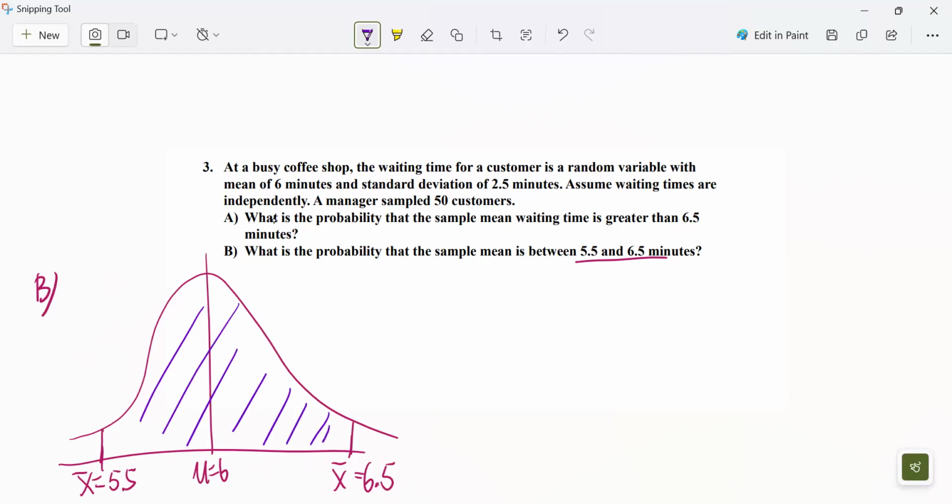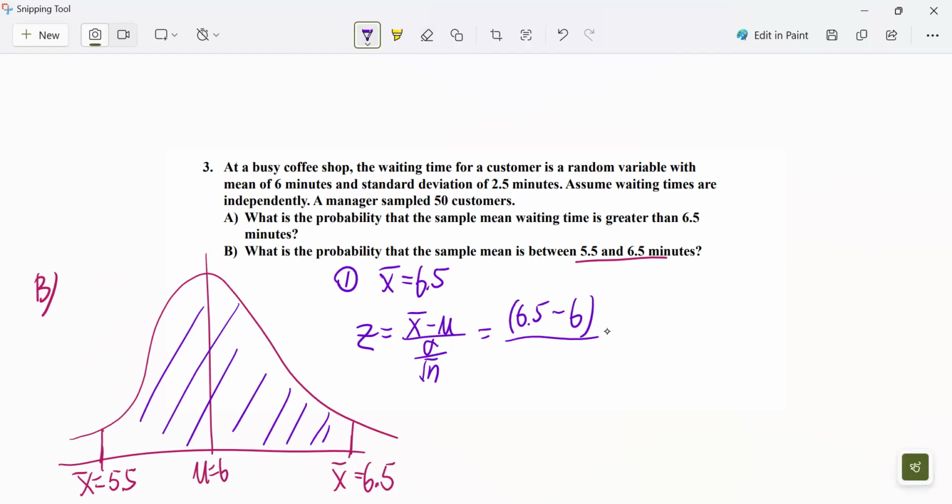Now again, we have to do a couple of conversions. Start with the bigger sample mean, 6.5. By the central limit theorem, z-score equals sample mean minus population mean over sigma, the population standard deviation, divided by square root of sample size. Here it's going to be 6.5 minus 6 over 2.5 divided by square root of 50. We did this calculation earlier, and this is approximately 1.41.